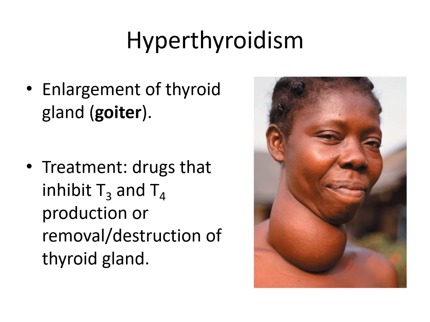Another evidence of hyperthyroidism is enlargement of the thyroid gland called goiter. So here you can see this picture of an enlarged thyroid gland. To treat it, you use drugs that inhibit T3 and T4 production, or just remove the thyroid gland.